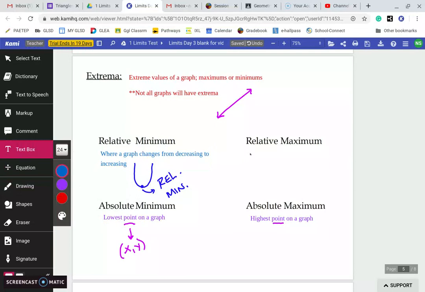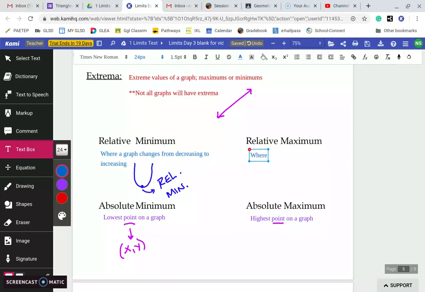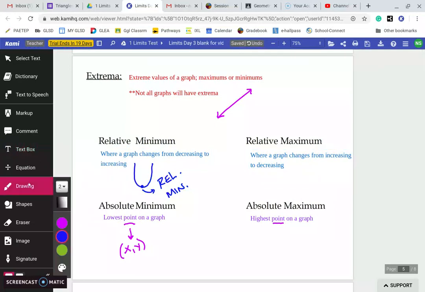Now, a relative maximum is where a graph changes from increasing to decreasing. Okay, so it's just the opposite of a relative minimum. So now it's changing from increasing to decreasing. So this point here would be a relative maximum.